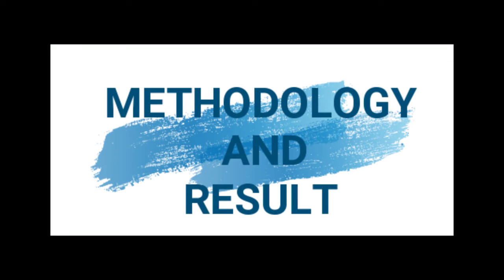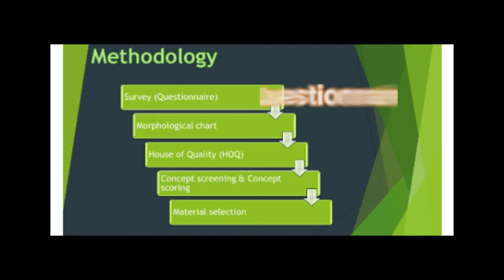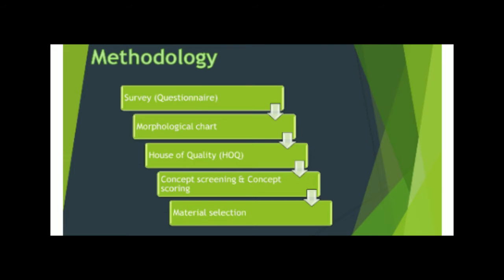For methodology, we conducted four types of methods to get a result. First is the survey, which is a questionnaire. Second is morphological charts. Third is house of quality. Fourth is concept screening and concept scoring. And lastly is the material selection.